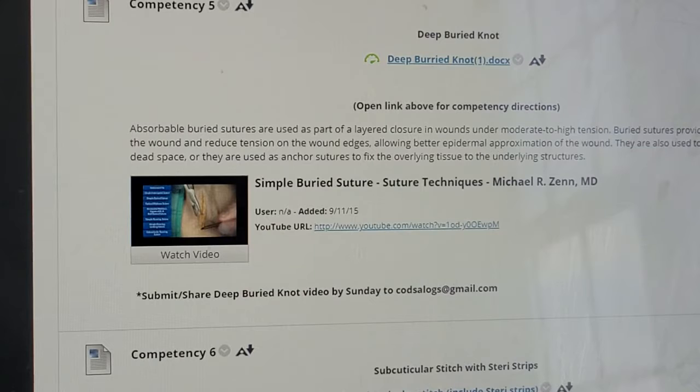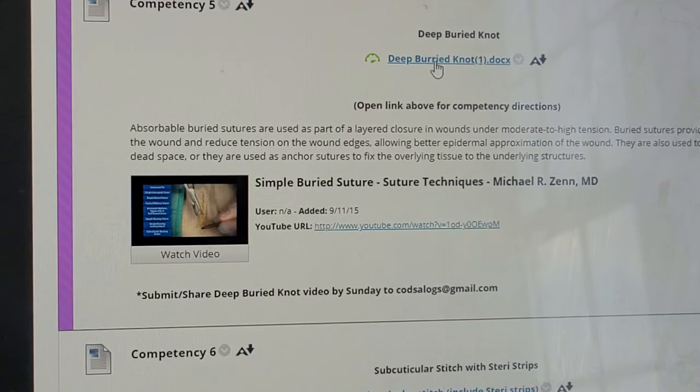So just to recap what we did in lab today, we went over the subcutaneous running suture stitch and the deep buried knot. You'll notice when you submit your final competency video along with your practice lab, you are putting these two competencies together. When you click onto the competency directions, you do not have to print them out. This is just to give you a guideline on what I will be checking off when I go over your final competency videos.